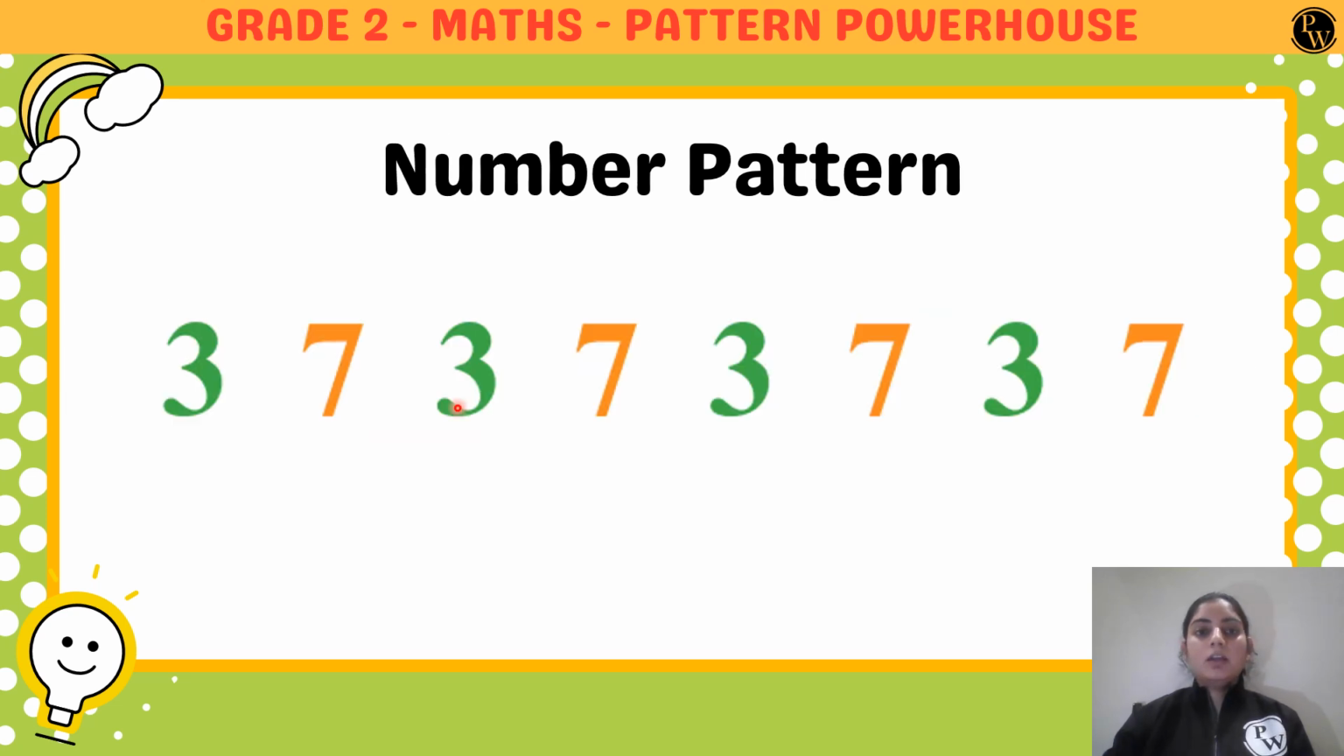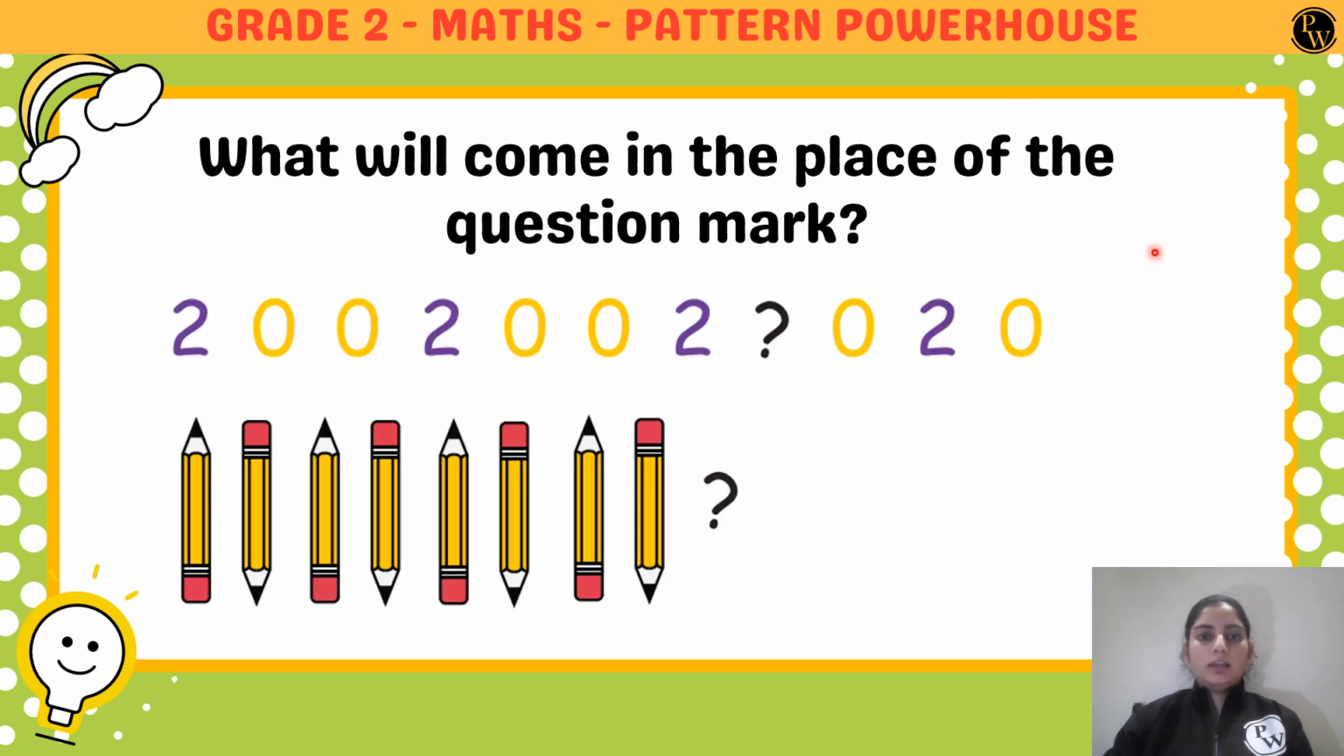Now let's look into the number pattern. Here we have a 3, then 7, again 3, then 7, 3, 7, 3, 7. What we are observing here is that both the numbers 3 and 7 are repeated one after another. That means it is forming a repeated pattern of numbers. So we call it a number pattern. Well done.